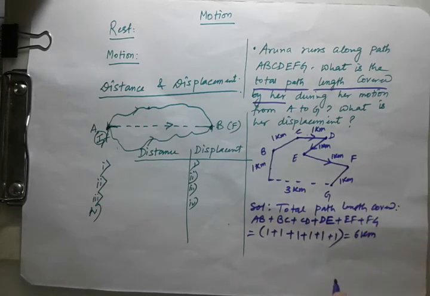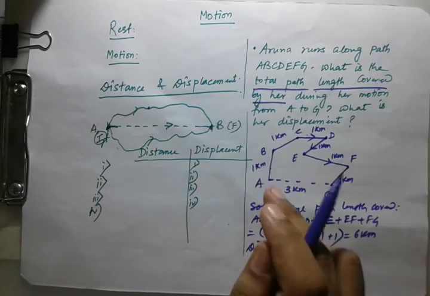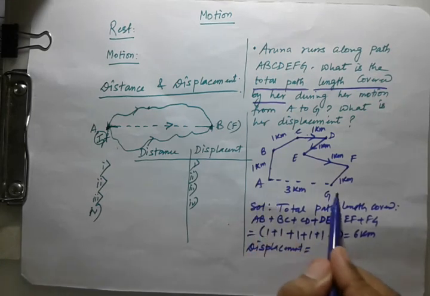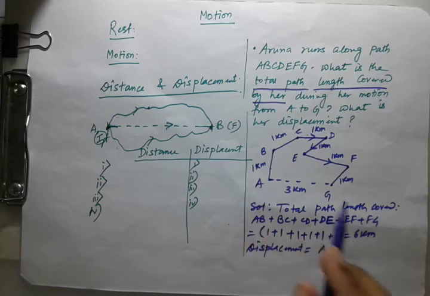Okay, so now what is the displacement? The shortest distance between this, AG, is the displacement. I forgot to write the A point. It's the AG distance. So AG is equal to how much? Given, 3 kilometers. So 3 kilometers. Remember that distance is always more than or equal to the displacement.